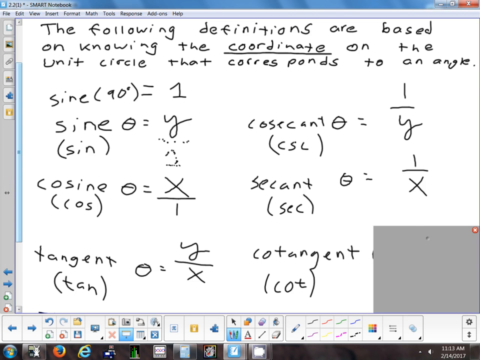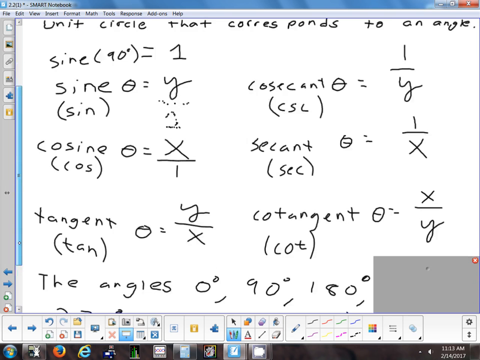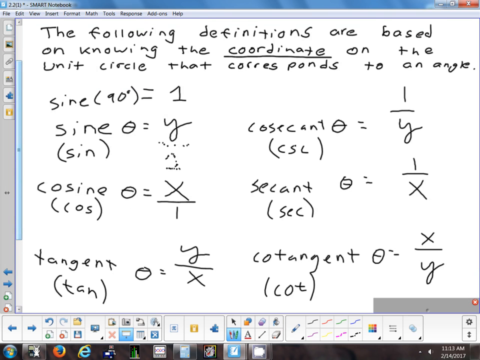And James, what about the cotangent? That'd be x over y. Yeah, the cotangent is the tangent flipped. So again, the relationship between these is called reciprocals. You flip one to get the other. Okay, any questions on that?